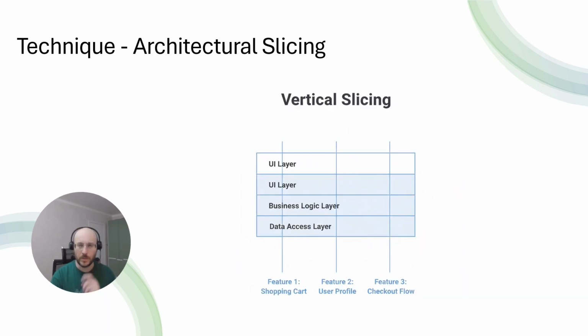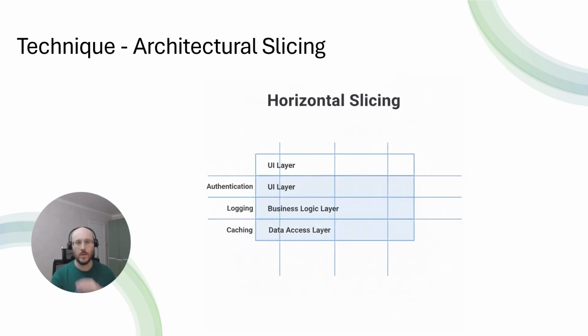So, how do we create this documentation effectively? We use a few key techniques. The first is called architectural slicing. Instead of looking at the whole application at once, we slice it up. We create vertical slices for features and horizontal slices for shared infrastructure like authentication or login. This is powerful because it lets us provide context for just one slice at a time.